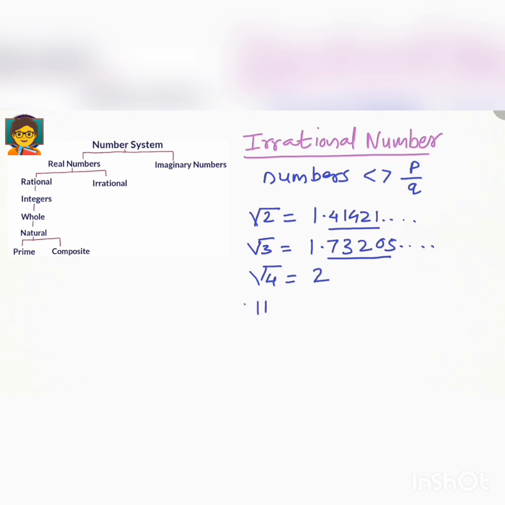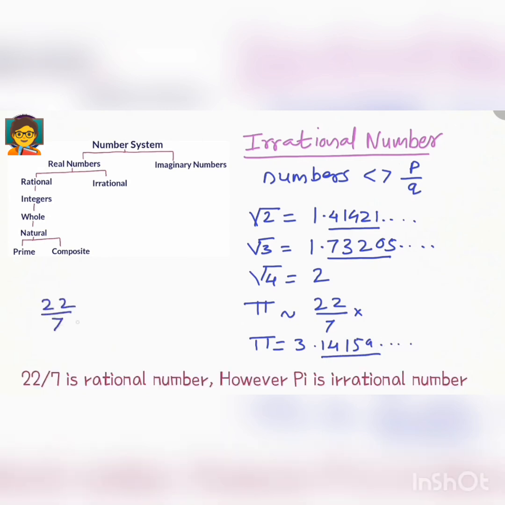So pi is an irrational number. If somebody asks you what is the value of pi, never say the value of pi is 22 by 7, because 22 by 7 is an approximate value of pi. The value of pi is 3.14159 and so on. So this series is non-terminating. That's the reason pi is an irrational number. However, if somebody asks you, is 22 by 7 a rational number? Your answer should be yes, it is rational. However, pi is irrational. So please make a note of this.